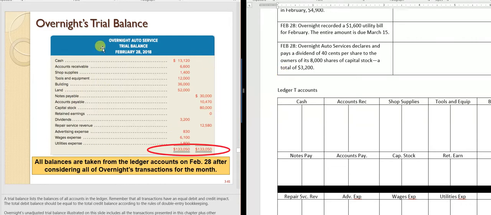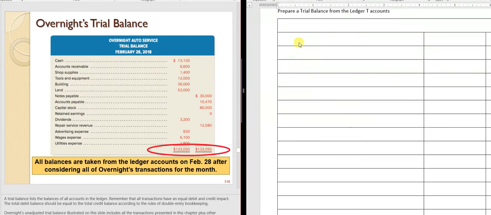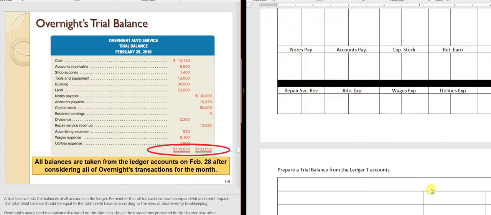Okay, so we're going to list them in the trial balance. Make sure you put it down here. So your trial balance, you should write cash here. This is your debit side. This is your credit side. So cash has a balance of $1,320, and they're going to come from these balances right in here.